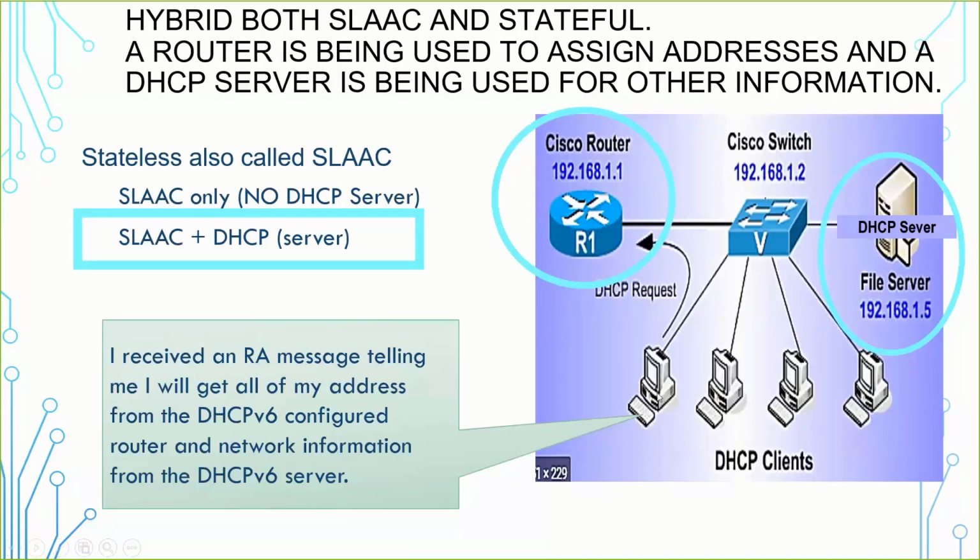So what does the client do? It says, okay, thank you, I'll get my address from you. And now I will send out another message to all DHCP servers, and I will get the rest of the information from the DHCP server. So since my Cisco router is doing address assignment, is my M flag on or is my M flag off?